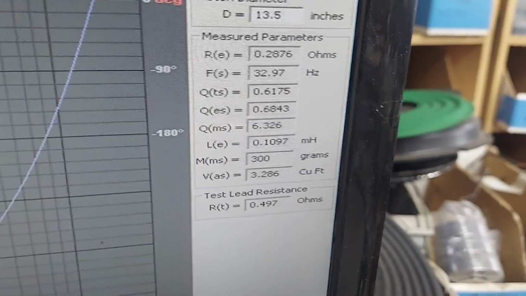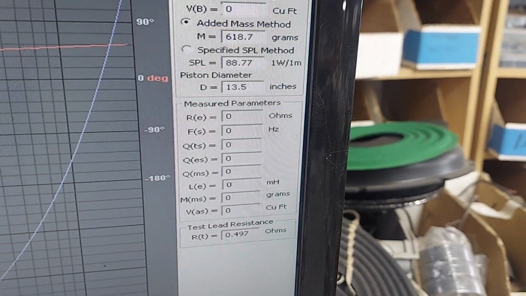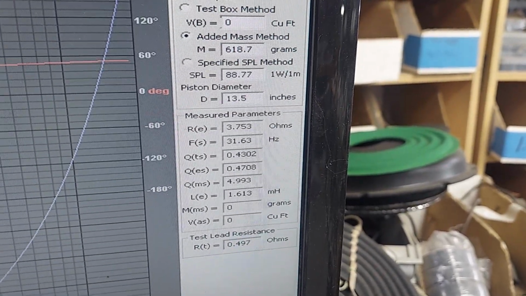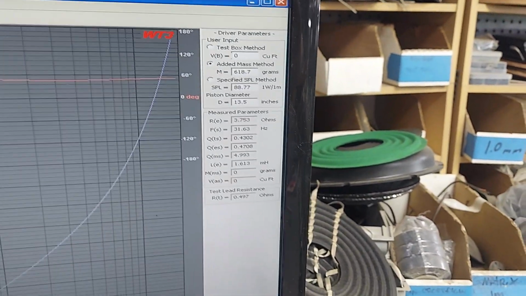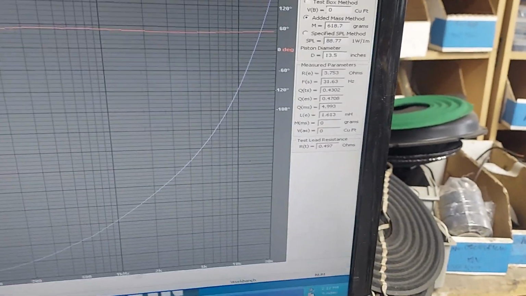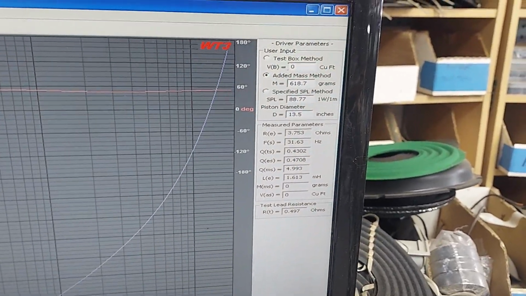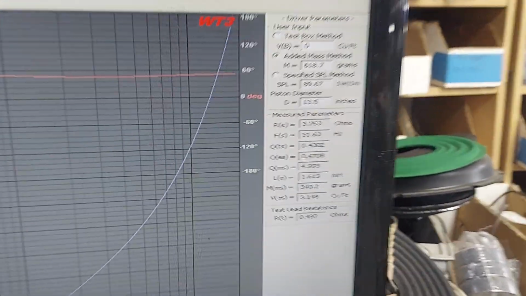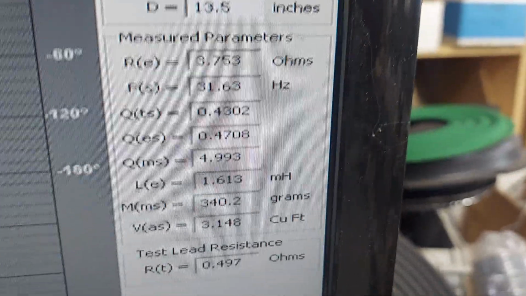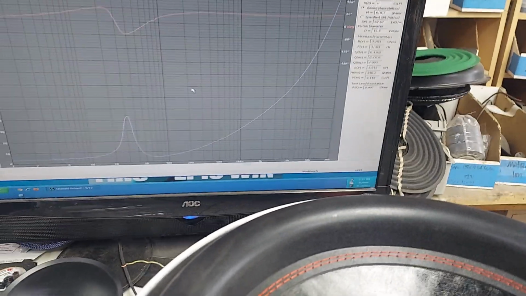All right, so those were the parallel ones, and we're gonna go ahead and do it free air and see if anything changes. Did the FS change? I think the FS changed a little bit, but we'll see. Mass is on. So yeah, the SPL changed slightly, but everything else is pretty much the same. So let me try just one coil. We can see what one coil looks like.